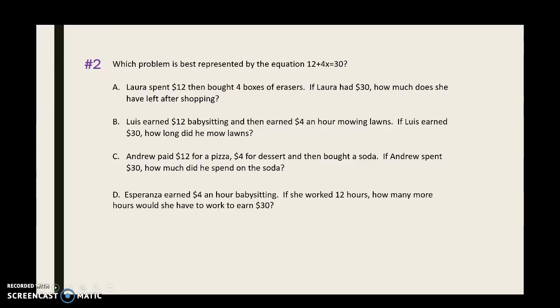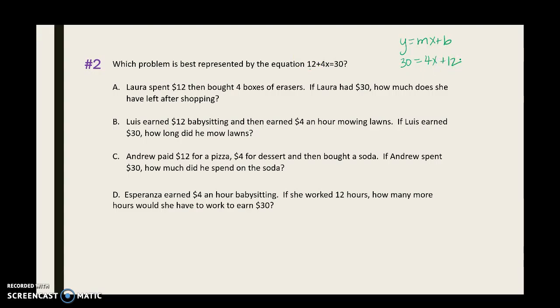Next problem. So it says, which problem is best represented by the equation 12 plus 4x equals 30? So again, I have something that I'm adding and something I'm multiplying. So let me think back, and it should be y equals mx plus b. So you guys are really good at this, but let's put it in the format that you are familiar with. So let me put the 30 first. So 30 equals, and then mx, so 4x, and it's positive because it's a plus sign, and then b is positive too because there's no sign, plus 12.